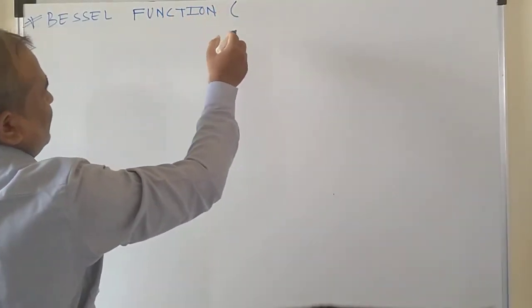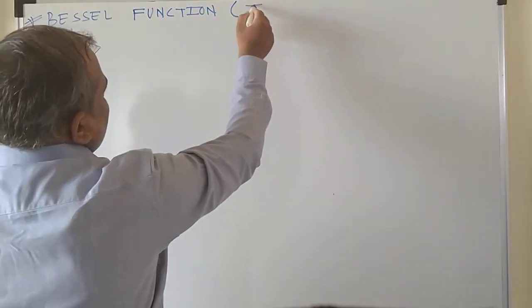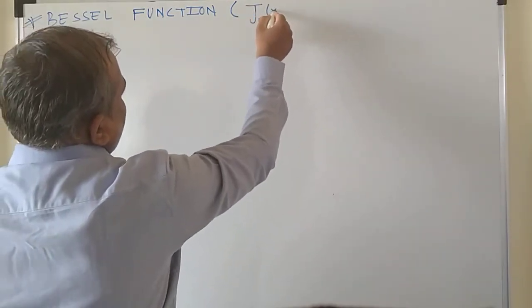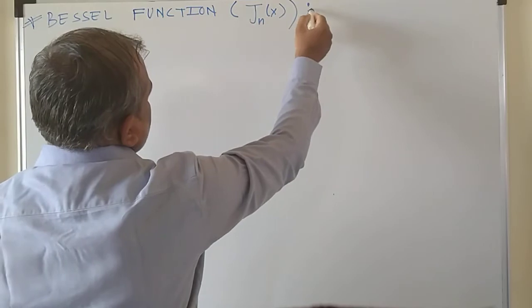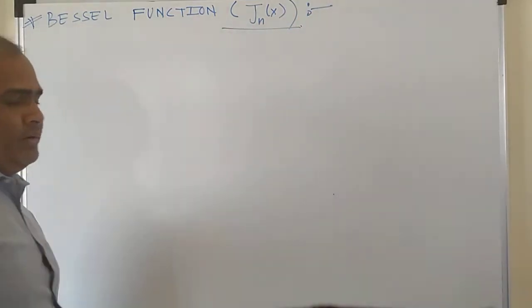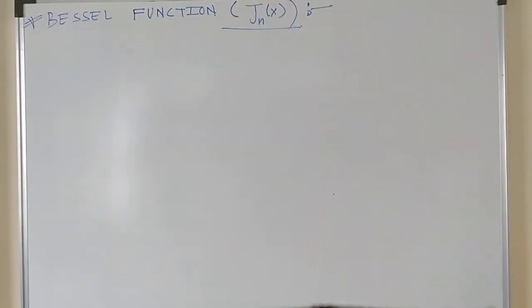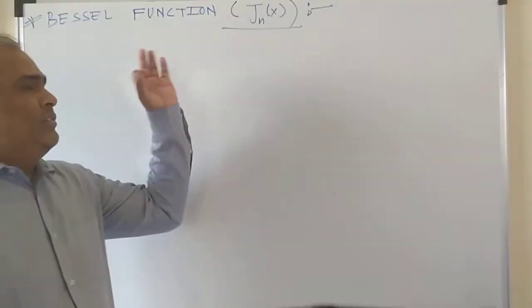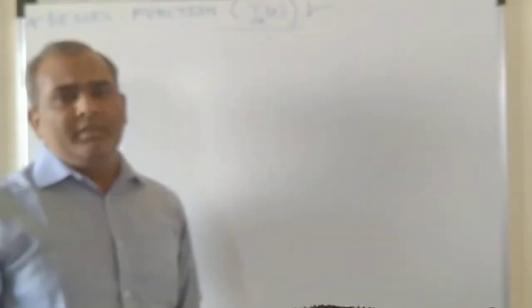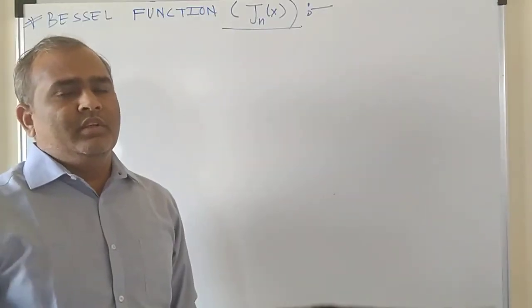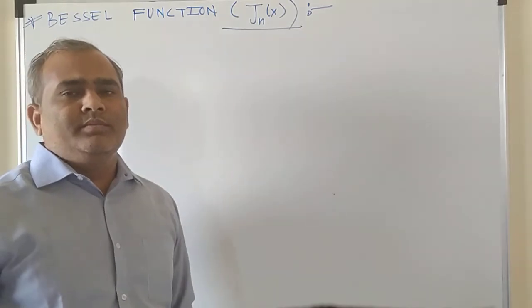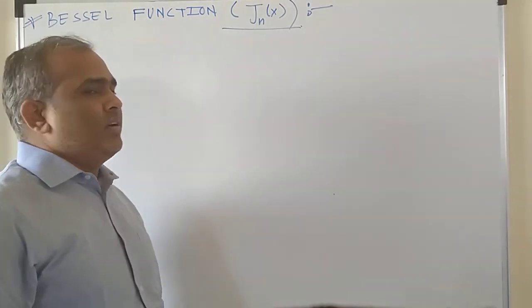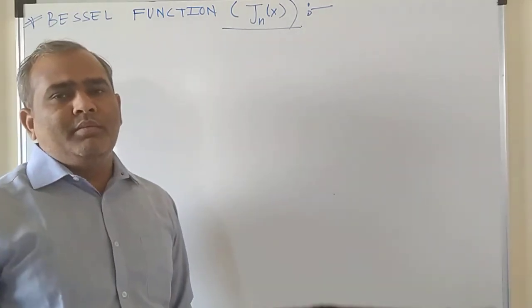And this Bessel function is denoted by letter Jn of x, right? So this Bessel function you have already studied in the TYPSC, and hence you will find this more easy. So we'll go quickly for Bessel function. The method is the same again.